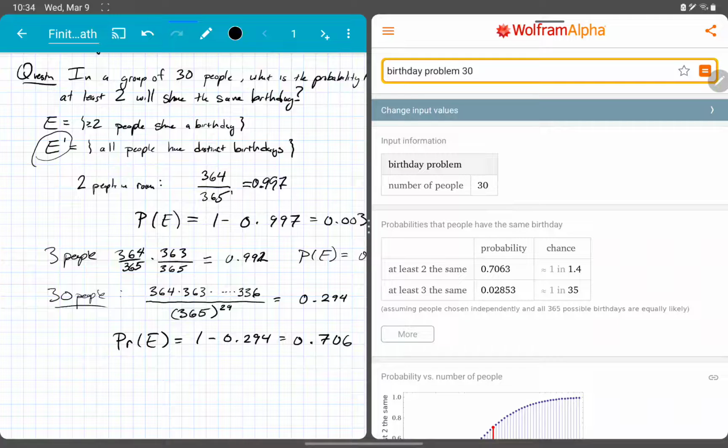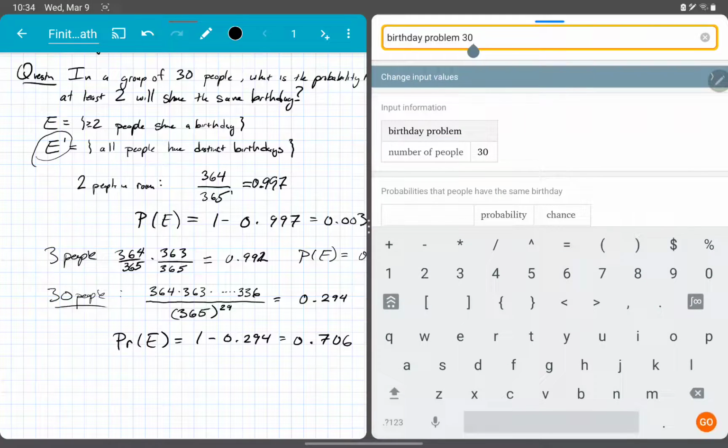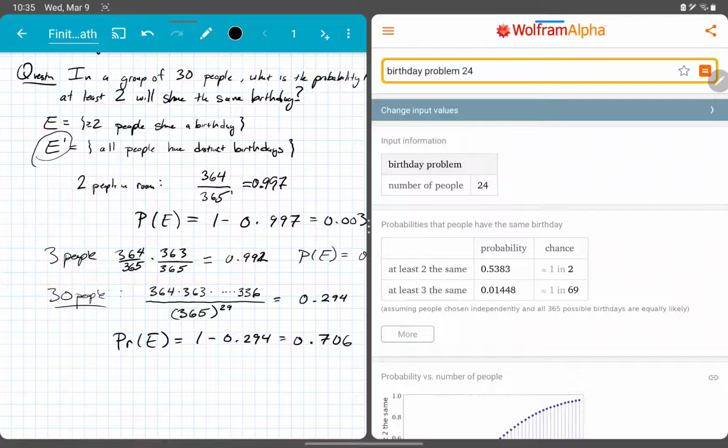Okay. So how many people are in here, right? Let's see. 1, 2, 3, 4, 5, 6, 7, 8, 9, 10, 11, 12, 13, 14, 15, 16, 17, 18, 19, 20, 21, 22, 23, 24. So there's 24 of us. So let's see what the birthday problem says about 24 of us. Okay, it's about 0.53, so it's more likely than not that 2 people in this room share the same birthday.